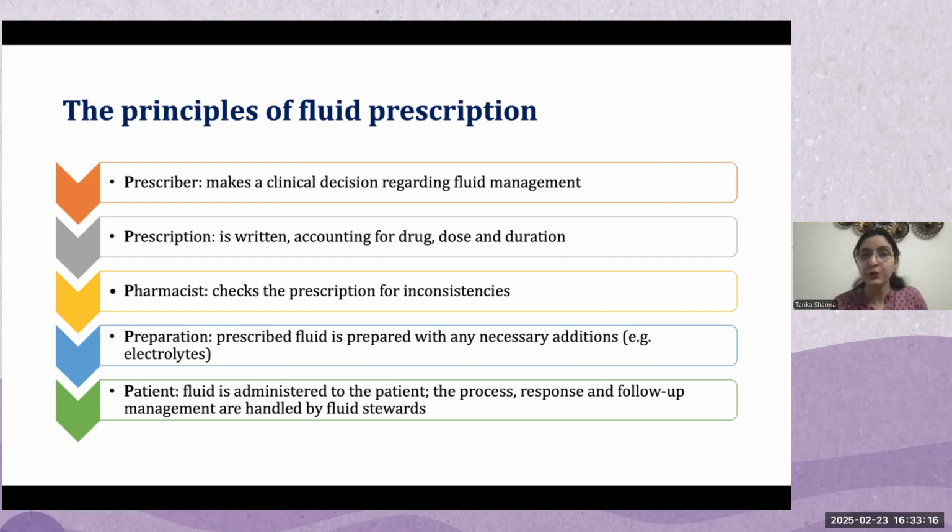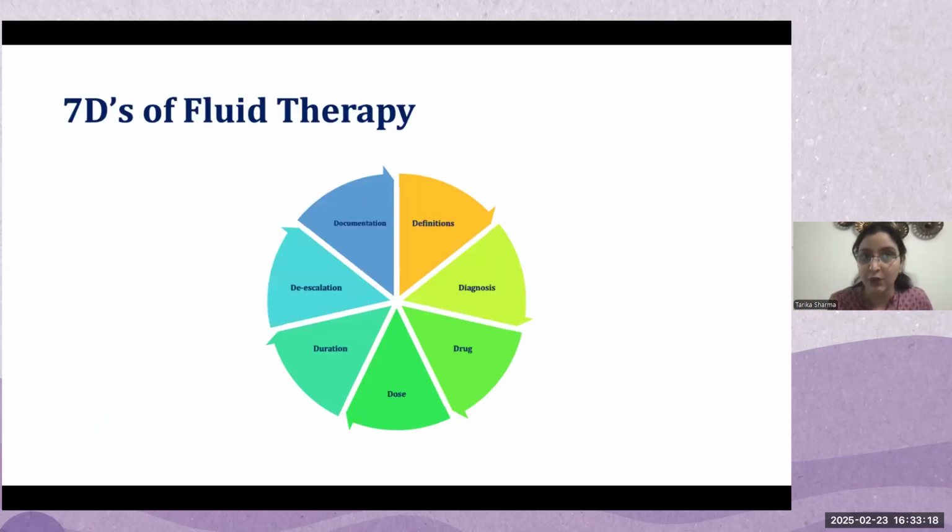Then as per your fluid stewardship program, we have 7 Ds of fluid therapy. The 7 Ds include definitions, diagnosis, drug, dose, duration, de-escalation, and documentation. You have to clearly define which kind of case will be requiring fluids, what is hypovolemia as per your protocol, what is hypervolemia as per your protocol, what is replacement fluid, what is maintenance fluid, what is resuscitation fluid. All these definitions will be there as per the protocol, as per the institutional guidelines.